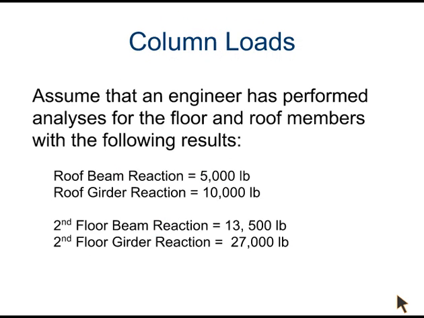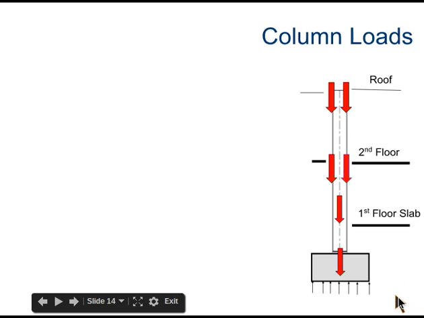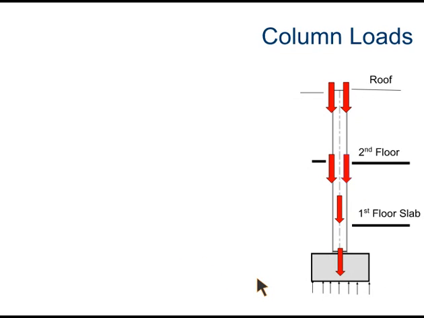So we're going to assume that an engineer previous to us has already performed analyses for the floor and roof members with the following results. We have the roof beam reaction as 5,000 pounds, the roof girder reaction as 10,000 pounds, the second floor beam reaction is 5,000 pounds, second floor girder reaction 27,000 pounds. Okay, we're going to take that all as given. So a column is going to typically carry the loads from the roof and those floors, as well as its own weight. And we've got to add all of that up to get a total load here.